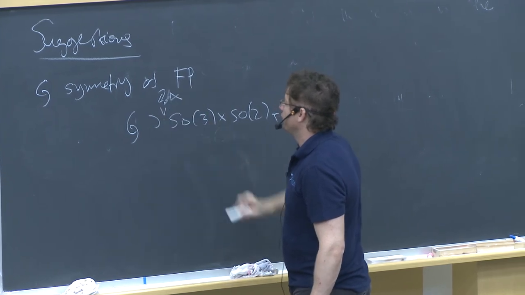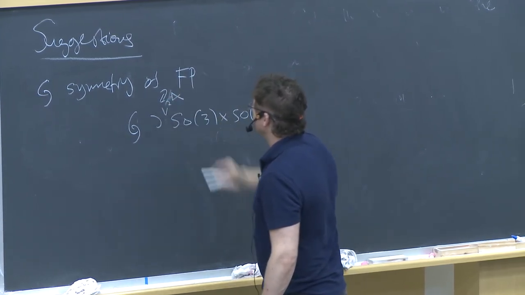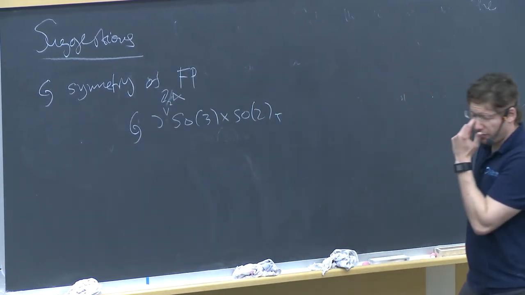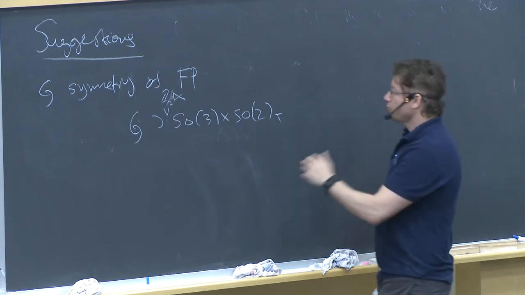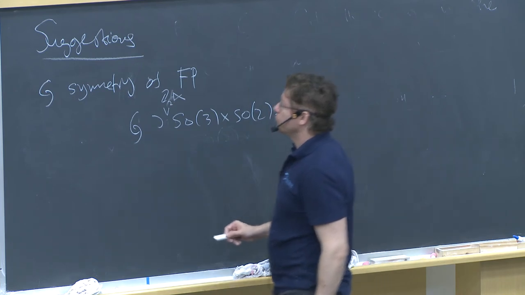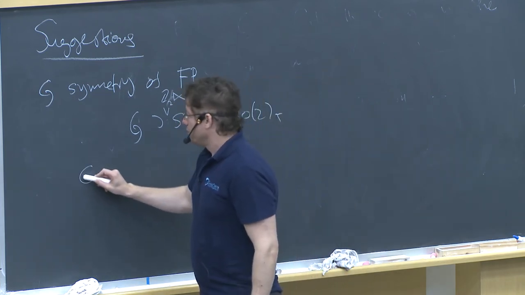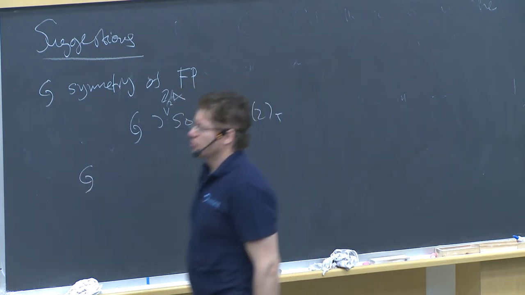It may not be necessary. OK, so we're looking for some fixed point with SL3 times SL2 symmetry. And I think it would be good to do it step by step. Z2 is like charge conjugation. I didn't even discuss it very much.